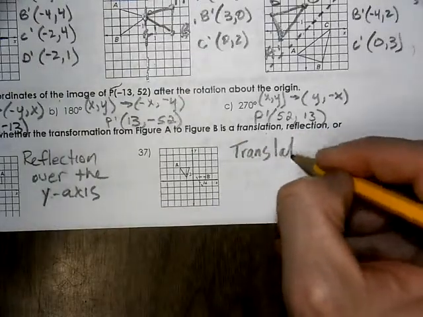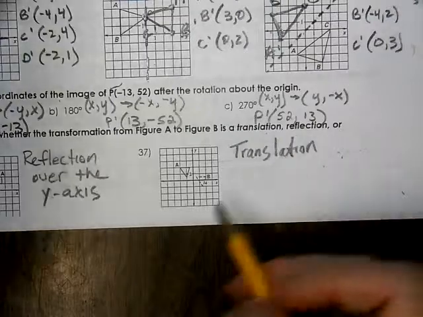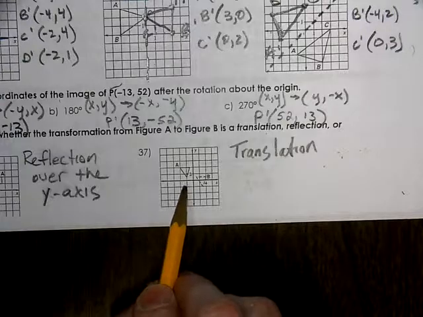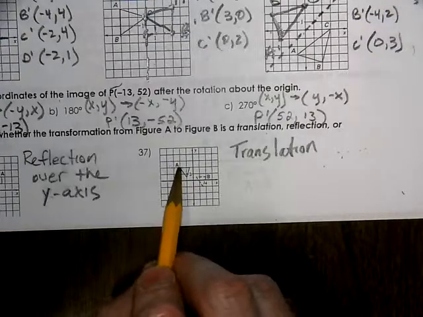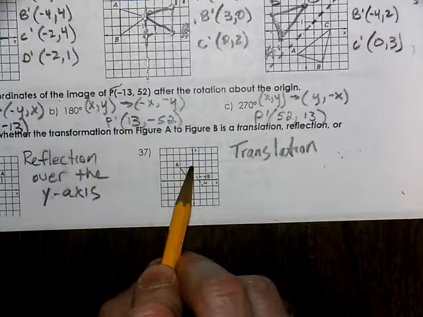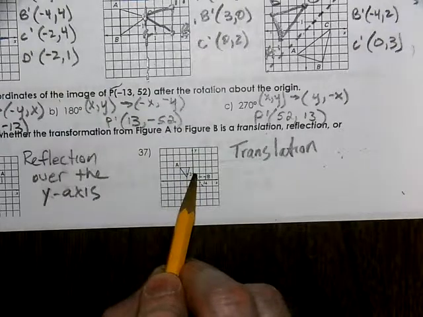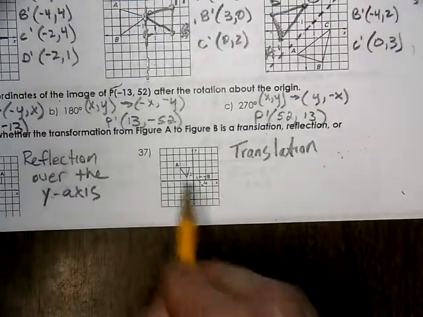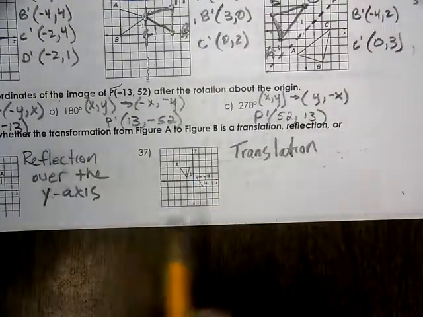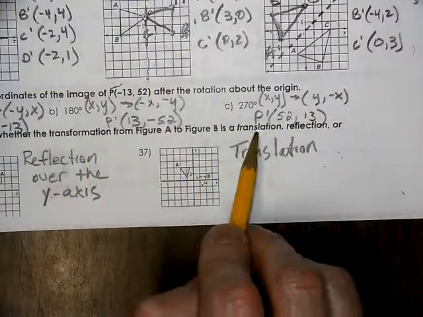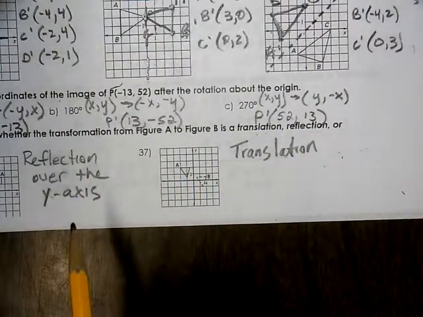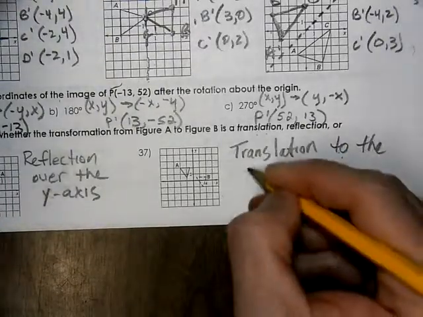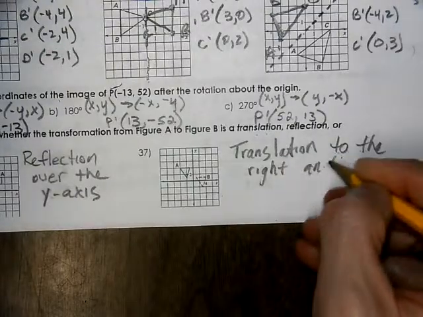It's a translation. And the rule for this translation, it looks like, would be, these are going by units of 1 over and 2 up and down, maybe. 1, 2 and a half. It kind of looks like that's what that rule would be. But they're just asking us to identify if it's a translation, reflection, or rotation. It's a translation to the right and down.